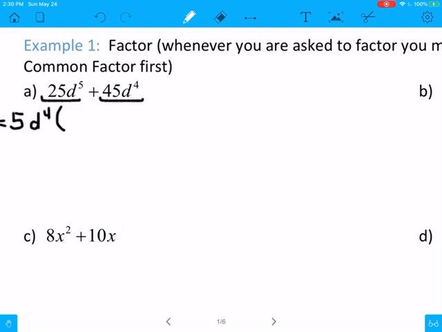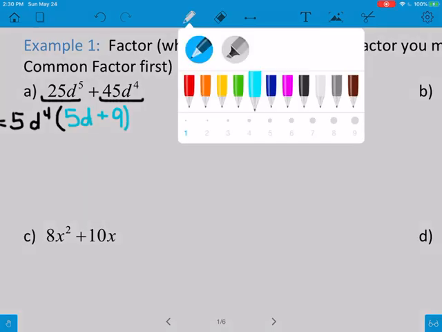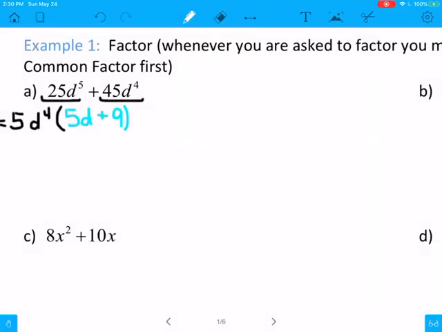All right? So 25D5, if I take a 5 out, 25 divided by 5 is 5. And then D5, take out 4 D's. I'm left with 1 D, so just a D to the 1, or just D, plus 45 divided by 5 is 9. D4 out of D4, I took out all the D's. So that's it. I have 5D4 equals 5D plus 9.